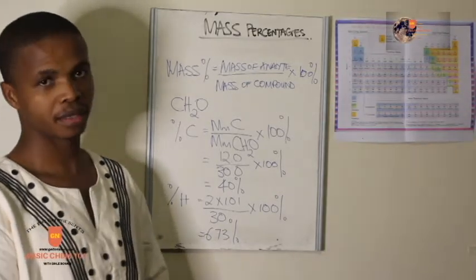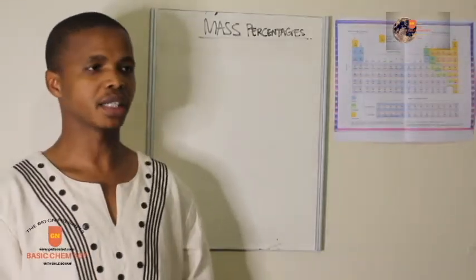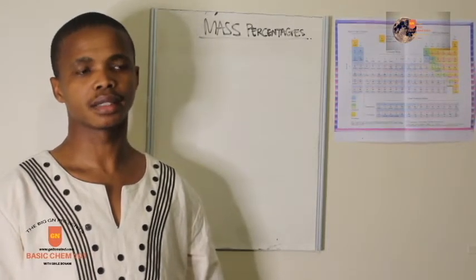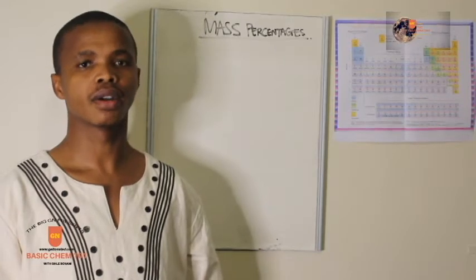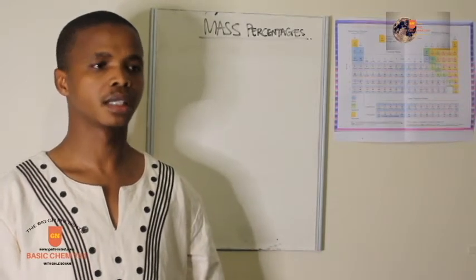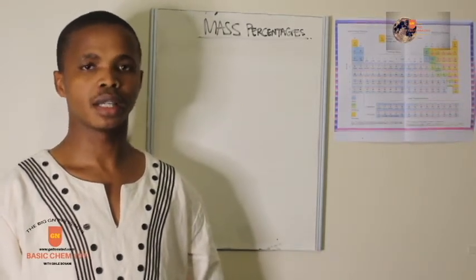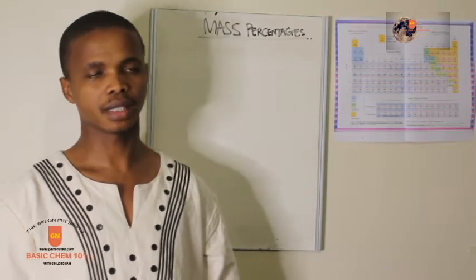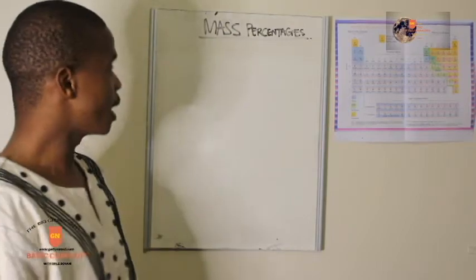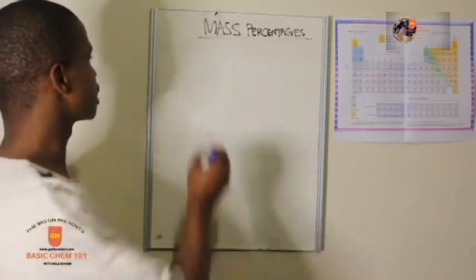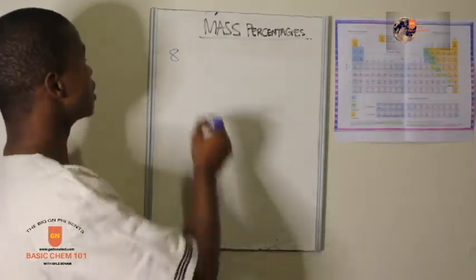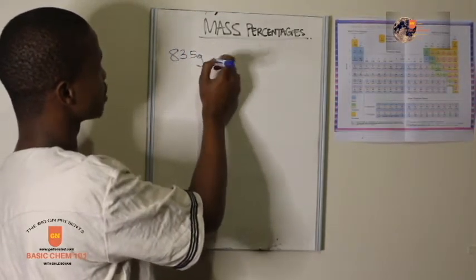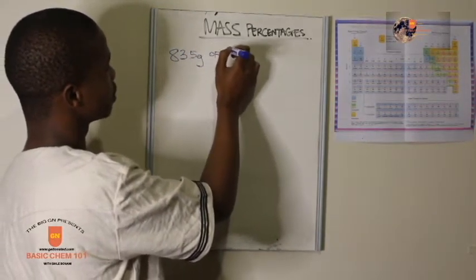That is one way of getting your mass percentage from a given chemical formula. Now, what happens when you are given the mass of the compound and you want to know the mass of each individual element in the compound? This is where your mass percentages come in. For example, let's say you are given a mass of formaldehyde. Let's say it's 83.5 grams of formaldehyde.